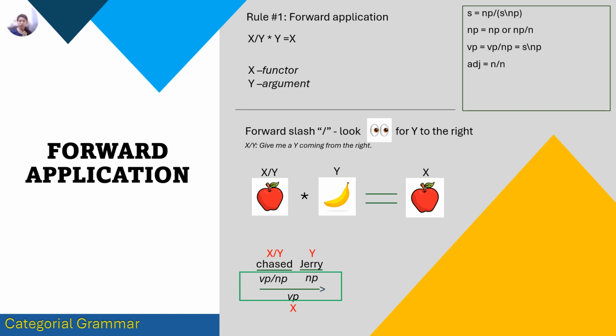To illustrate the relationship, consider it as though chased is saying, I'll assume the label VP if you provide me with an NP from the right. Again, from the right, since it is indicated by the forward slash. And because this condition is met, they are combined and labeled as VP. The method of combination, known as forward application, is depicted by an arrow pointing to the right.